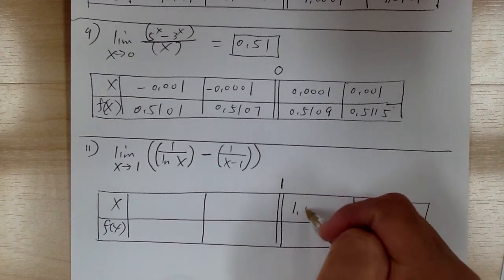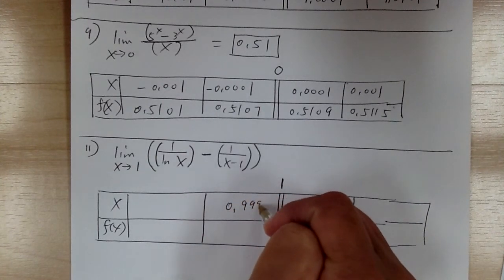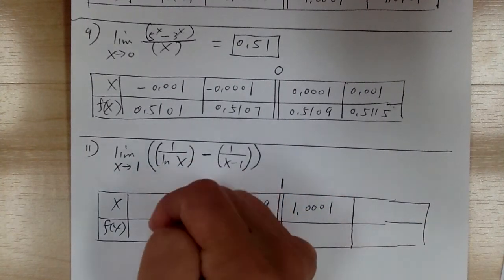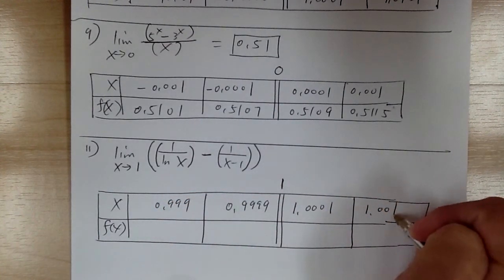So this would be 1.0001, and this would be 0.9999. Again, 4 decimal places and 3 decimal places. Okay, and I get 1.001.